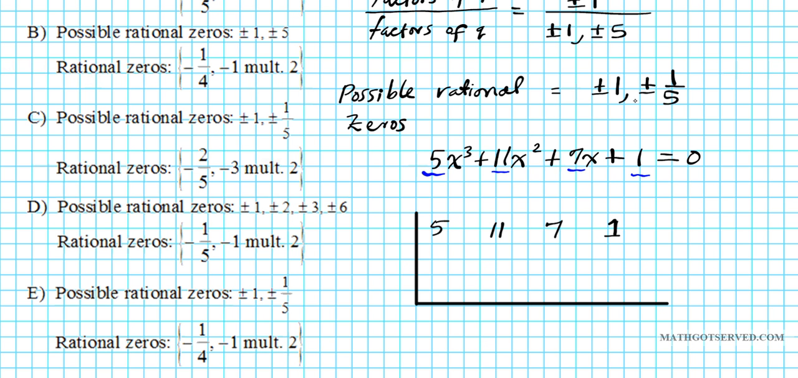Now, we're going to test the possible rational zeros. Let's try -1, and we're going to carry out the synthetic division as we did in the previous part of this review series. Put a 0, add down, 5 plus 0, 5, multiply across, -5. Add down, 11 minus 5 is 6, multiply across, -6. Add down 1, multiply across, -1. 1 minus 1 is 0. That's your remainder. Since the remainder is 0, -1 is a zero of the polynomial.